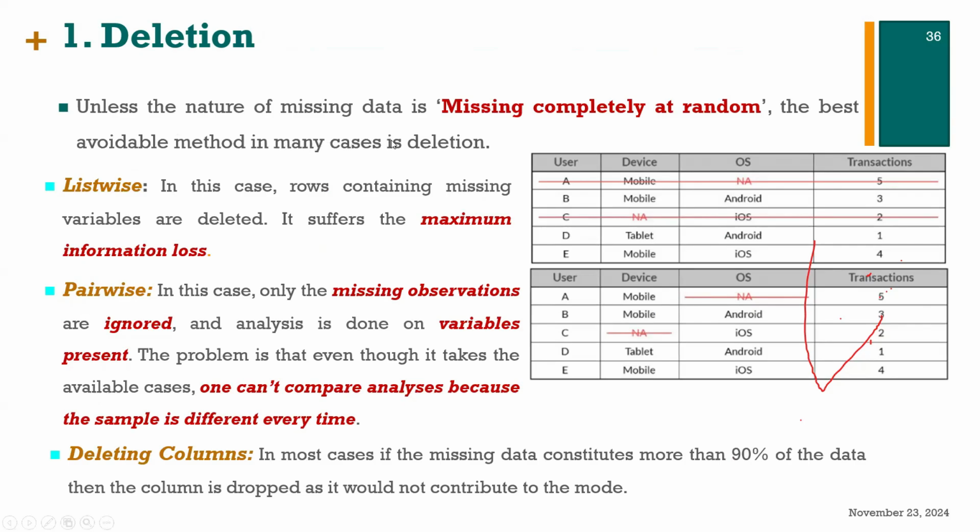we said, unless the nature of missing data is missing completely at random, the best avoidable method in many cases is deletion. You can see that it is after the first option failed, that you do not have the opportunity of going back to the original source to get the data, then you delete. You may do list-wise and you may do pair-wise, depending on which type of the observation is actually missing. Okay? So sometimes you might have to delete the rows that have the missing variables, like this.